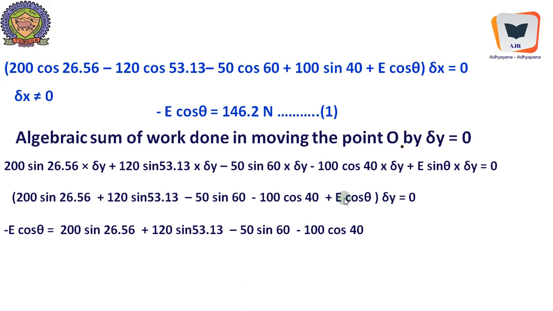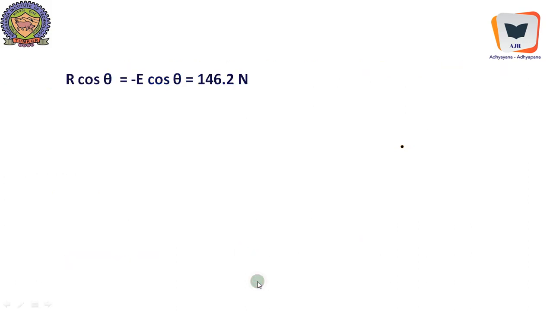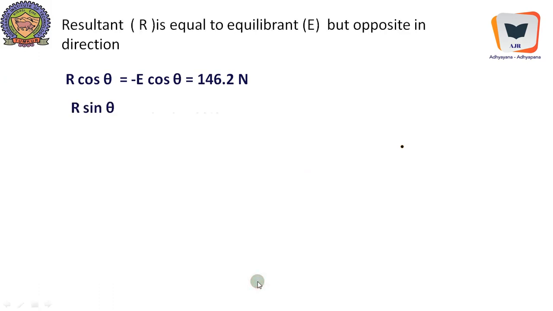We will just take out the common factor del y, and this is the expression that we are going to get, and we will send e cos theta that side, so that we will have e minus e cos theta, and we will simplify all these things within the bracket, and we will get minus e cos theta equal to 65.5. Now we have two equations. Minus e cos theta equal to 146.2, minus e sin theta equal to 65.5.